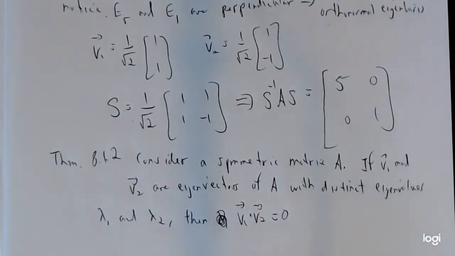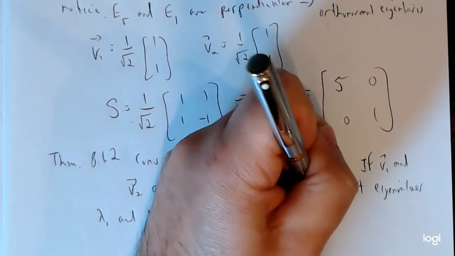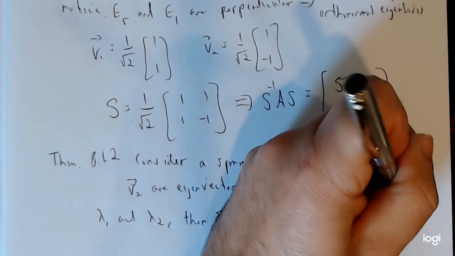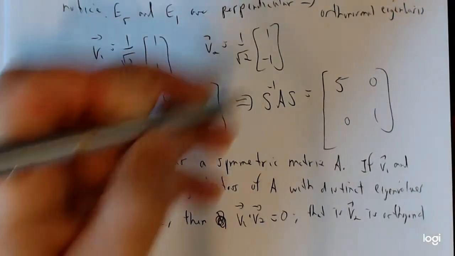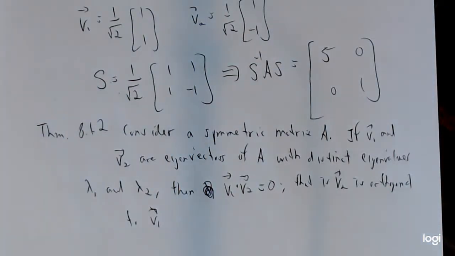And so what is this theorem saying? Look, if we find our eigenvectors and they come from distinct eigenvalues, then when you take their dot product, they'll be 0, which means that they're going to be orthogonal. So that is V sub 2 is orthogonal to V sub 1, which is a really, really nice result. So here's what we know. If we go after our eigenvectors, if they come from distinct eigenvalues, those eigenvectors are guaranteed to be orthogonal to each other.